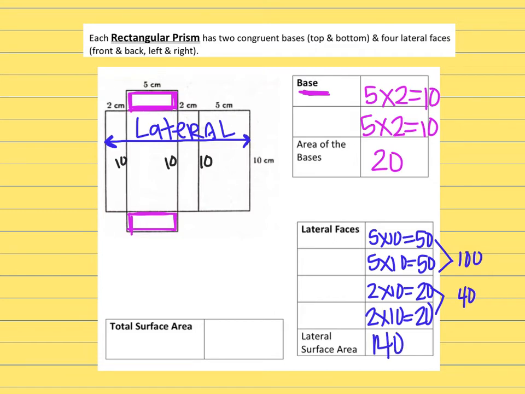If I need to know the total amount of space that it would take to make this entire box, total means add up all the pieces. So I need to include the bases, 20, plus the lateral portion, 140, to end up with my overall answer. So I had 20 plus 140, that equals 160, and this is measured in centimeters, and area is always measured in square units. So my final answer is 160 square centimeters.